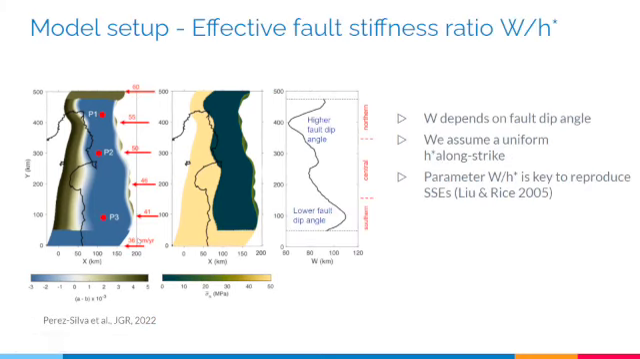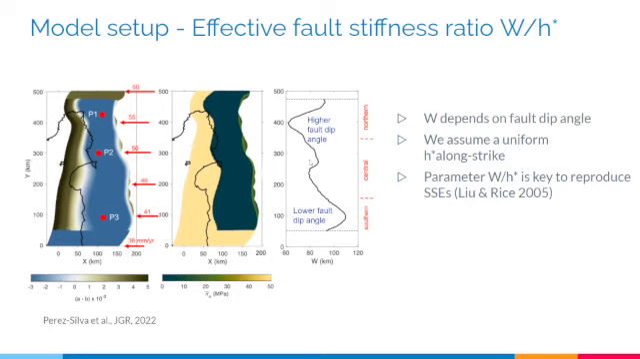So one important parameter of this modeling approach is the effective fault stiffness ratio, W over H star. In this case, W measures the down-dip distance of the region with rate-weakening conditions under low effective normal stress. So in this figure, I show the change in W along the margin. And we see that it is very narrow in the northern part of the margin and wide in the south.